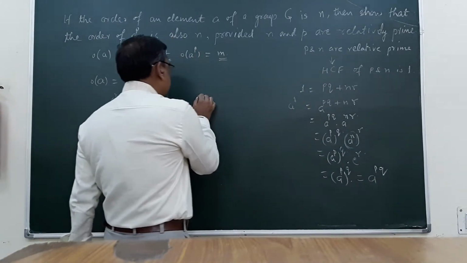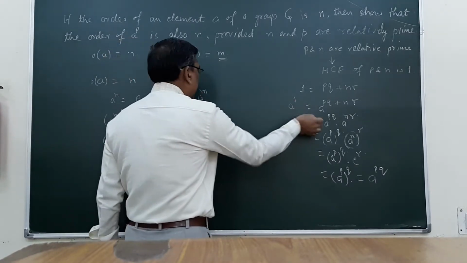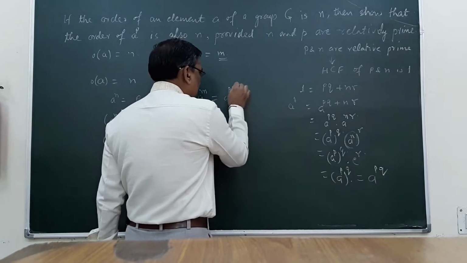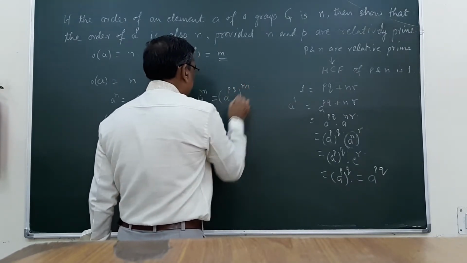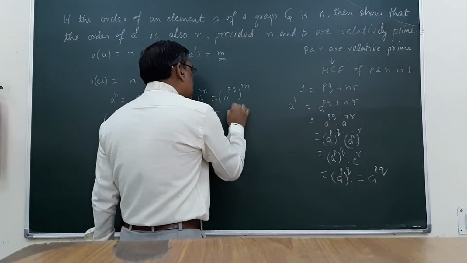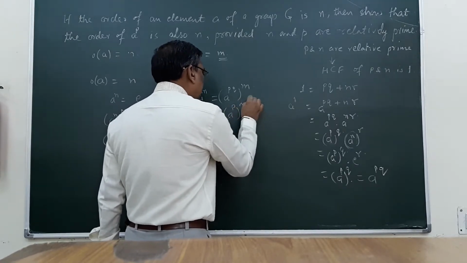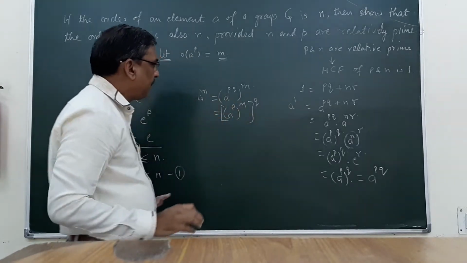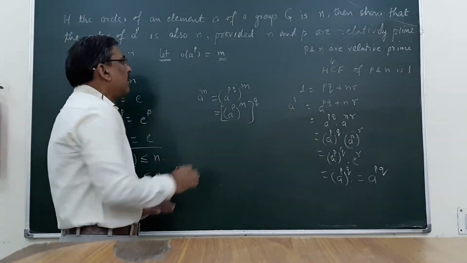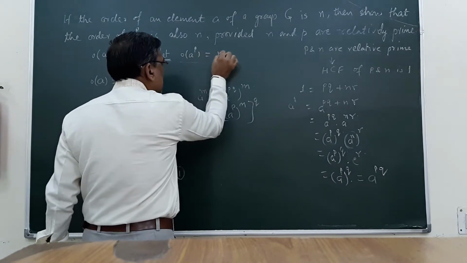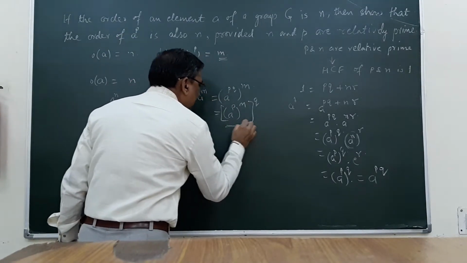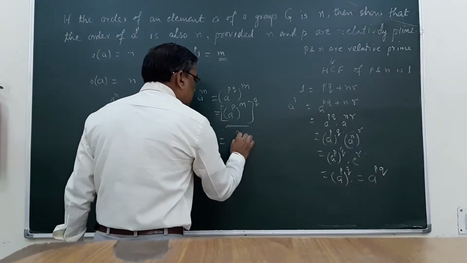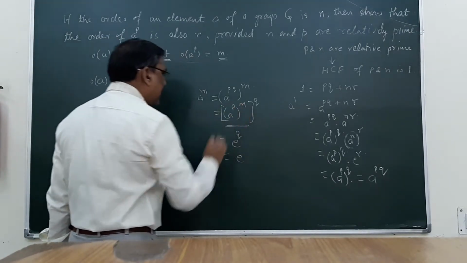Now let us consider a raised to the power n from here. A raised to the power m is equal to (a raised to the power pq) whole raised to the power n. I can write (a raised to the power p) whole raised to the power m straightaway, and since order of a^p is equal to n, this will be equal to identity. This will be equal to identity raised to power q, and this is equal to identity.